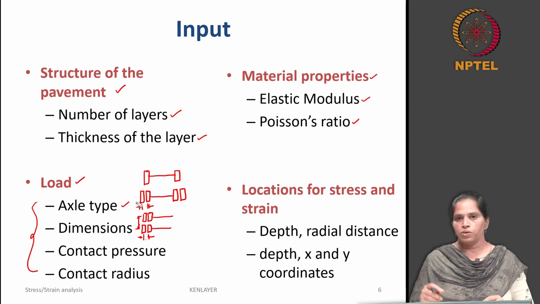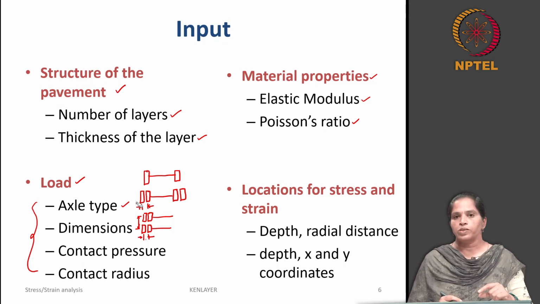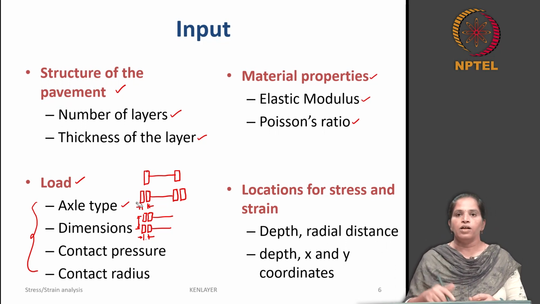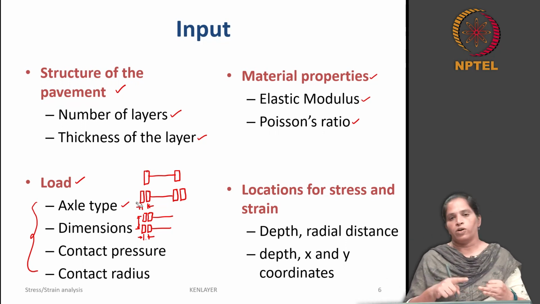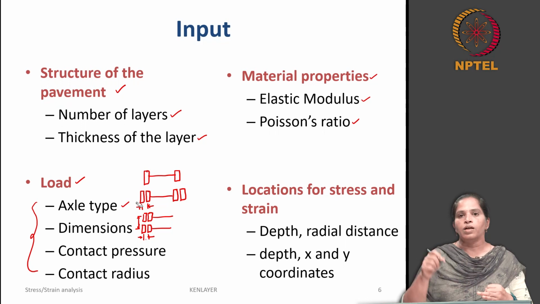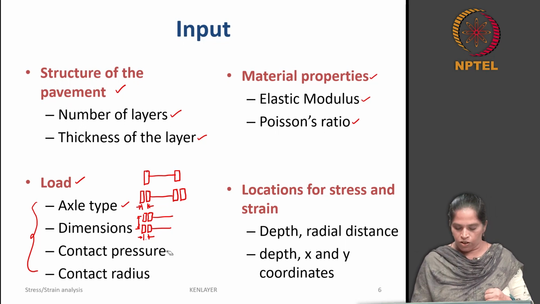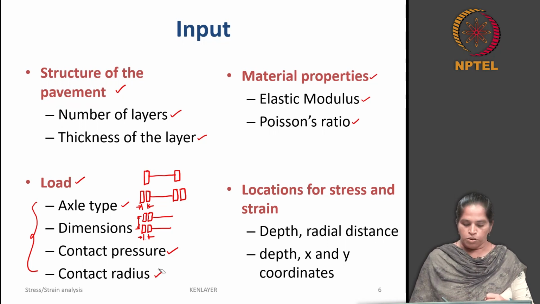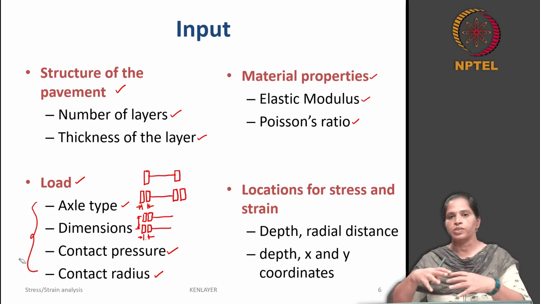So in addition to the distance between two wheels and the distance between two axles, you also need the magnitude of load that is going to act on a pavement. The magnitude of load is defined here using a contact radius and contact pressure. We assume that the wheel load is distributed to a pavement uniformly in a circular pattern. So you need the contact pressure, followed by the contact radius. By defining these two parameters, you can exactly define the load that is going to act on a pavement.